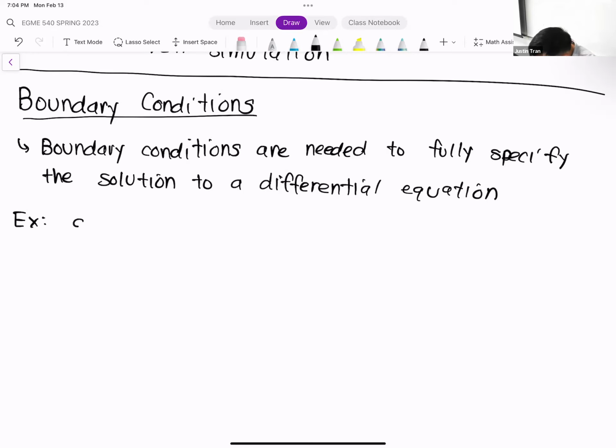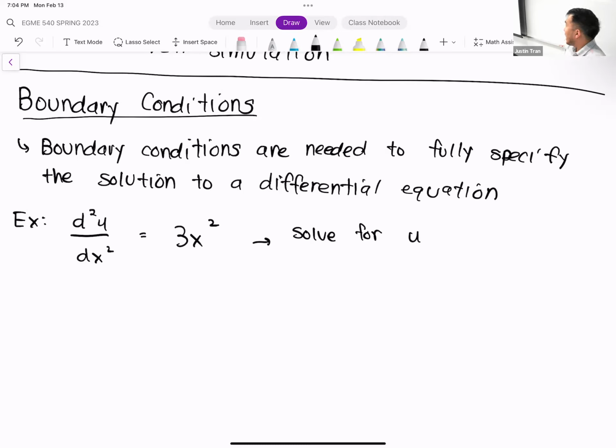This is one that we can solve by hand. You'd probably never solve an equation like this with FEA, unless you were just learning the basics of FEA. But it's good to illustrate why we need boundary conditions in the first place. We have a very simple differential equation: d squared u dx squared is equal to 3x squared. Let's go ahead and solve this equation for u. Luckily for this equation, we can solve for u by simply integrating.